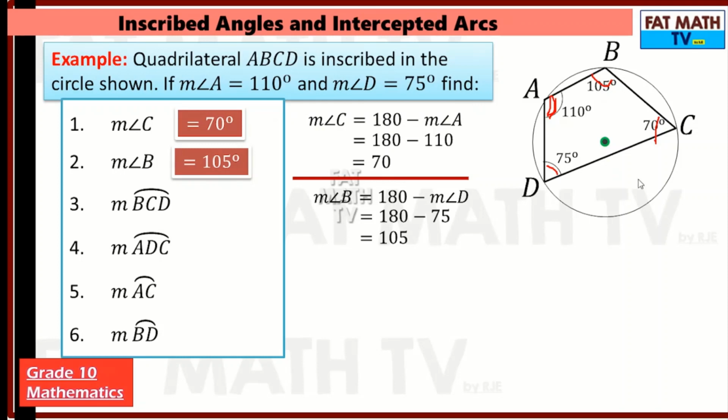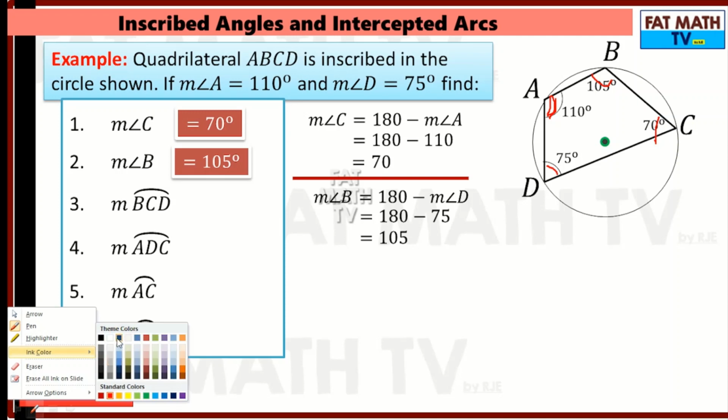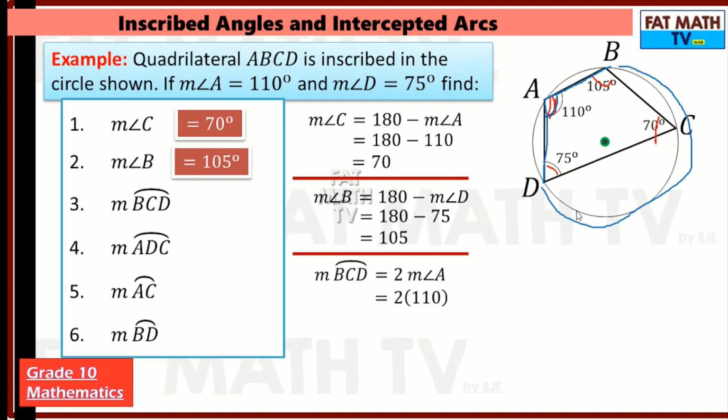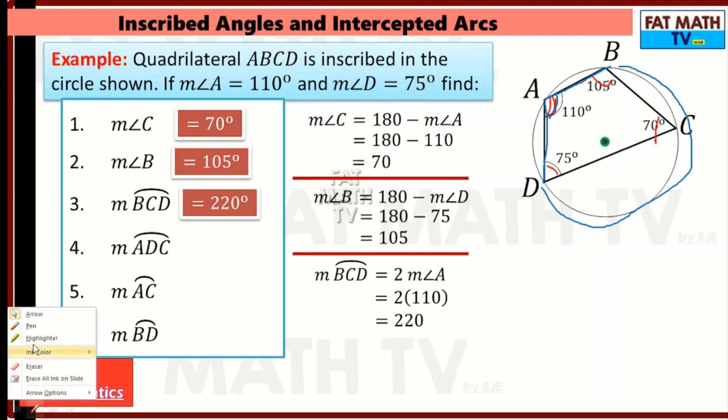How about measure of arc BCD? Where is arc BCD? Arc BCD is from here going here. It is the intercepted arc of angle A. So it has to be twice the measure of angle A because angle A is this. So the intercepted arc is BCD, so that's twice, so 2 times 110 is 220.